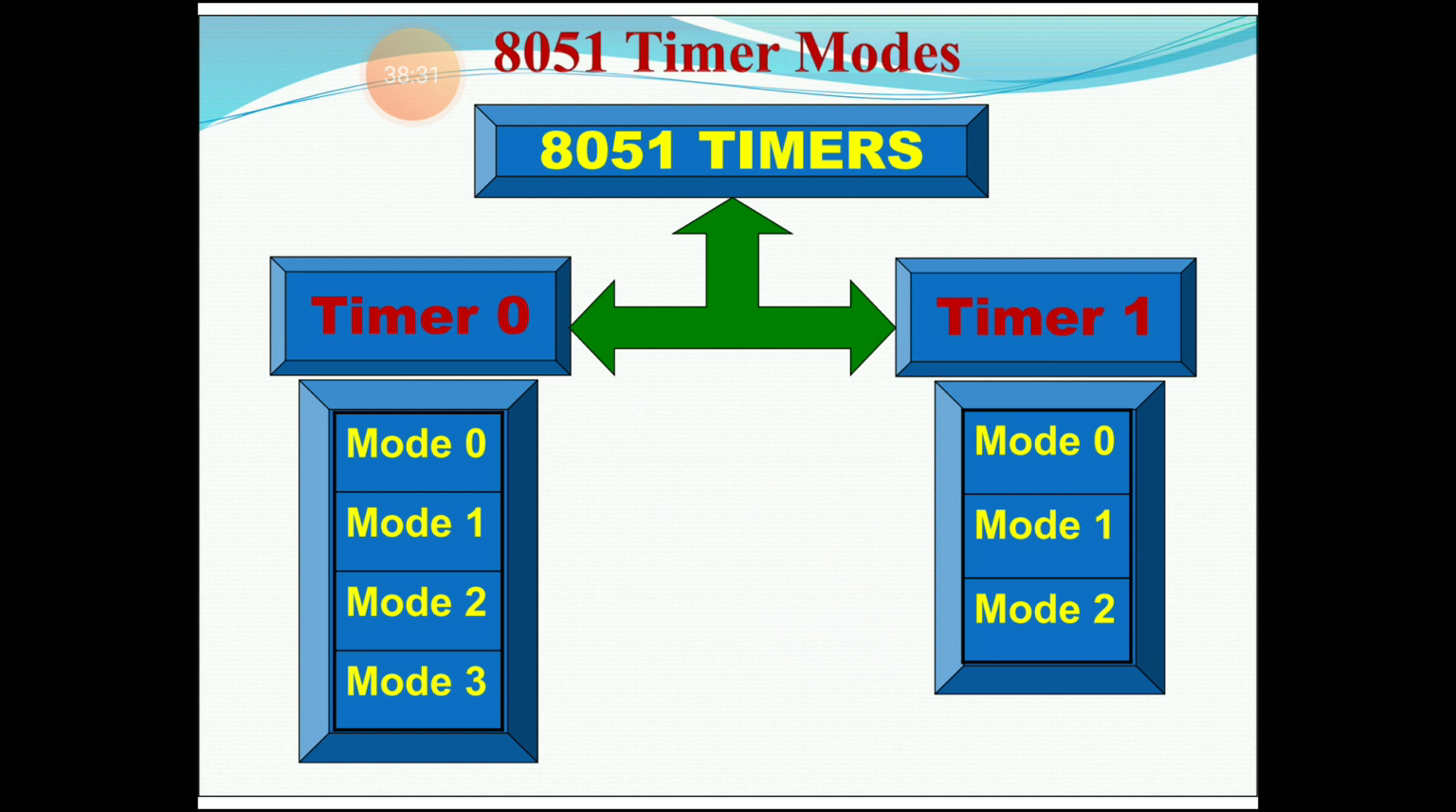Now let us see the various operating modes of timer 0 and timer 1. So timer 0 is operated in all modes 0 to 3, and timer 1 is operated only in modes 0, 1 and 2.